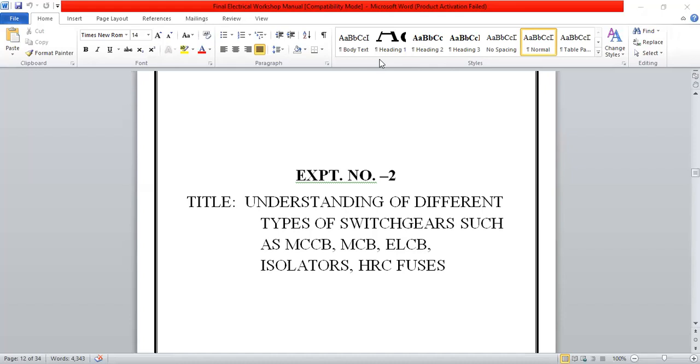So, in the previous practical, we discussed practical number 1 of the electrical workshop subject. The previous practical was to understand the different types of switches used in the electrical workshop. In that we discussed some types of switches like the SPST switch, that means single pole single throw switch, the DPST switch, double pole single throw switch, then DPDT, that is double pole double throw switch.